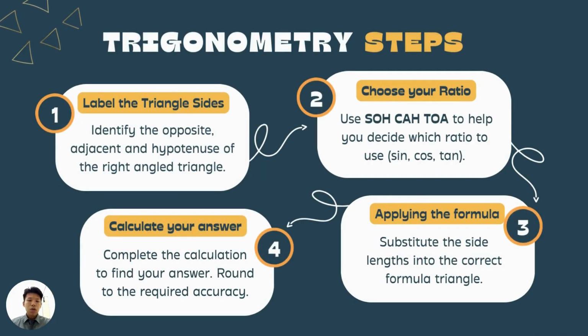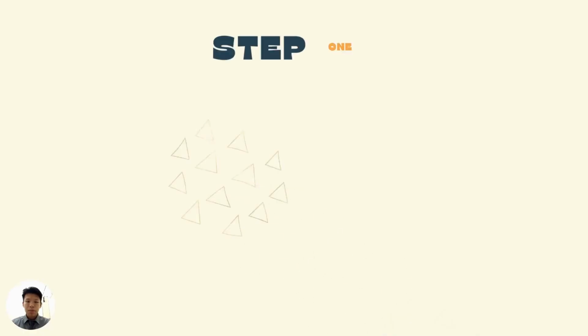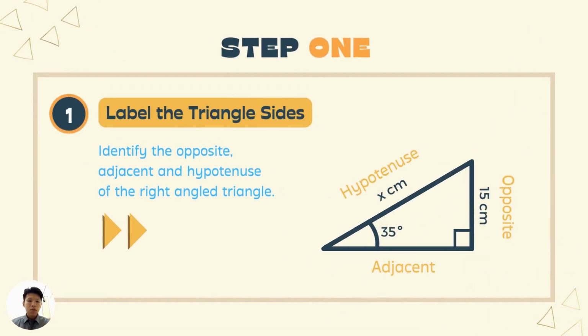There are 4 trigonometry steps. The first one is label the triangle sides, identify the opposite, adjacent, and hypotenuse of the right angle triangle, and choose your ratio, SOHCAHTOA. Calculate your answer and applying the formula. The first one, label the triangle sides.